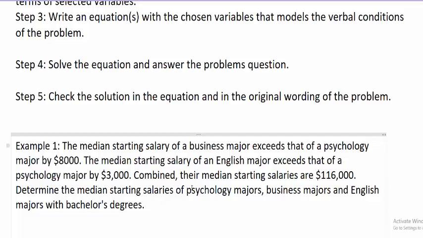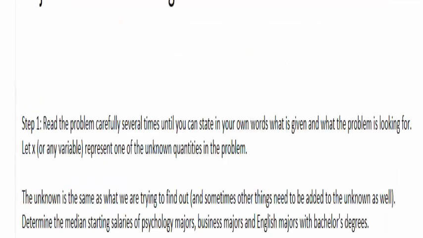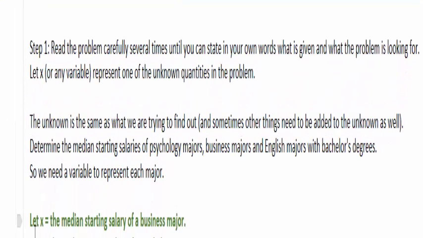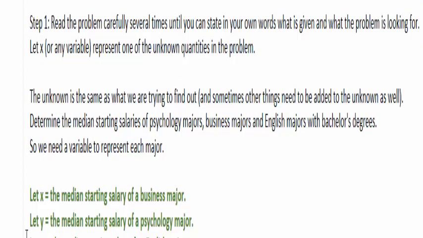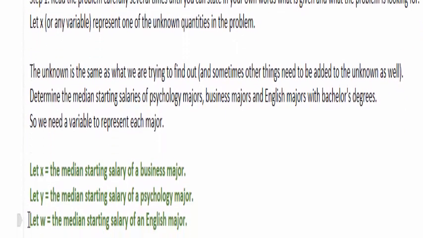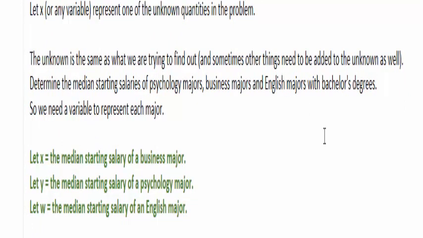So we know we're trying to find these 3 salaries. So our variables are going to represent the median salary for the psychology major, the median salary for the business major, and the median salary for the English major. And I found that in the last sentence, which was telling me what I'm trying to find or determine. I'm going to assign variables for all 3 of the unknowns that I'm trying to find. We'll make X be the business major starting salary, Y the psychology major starting salary, and W will be our English major.